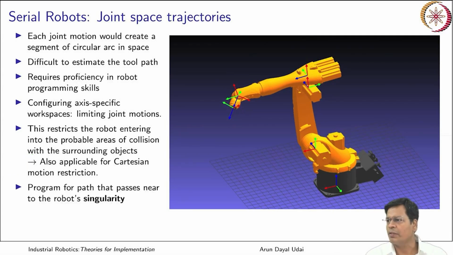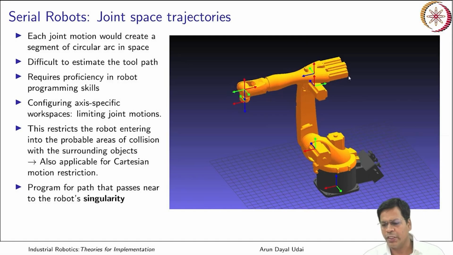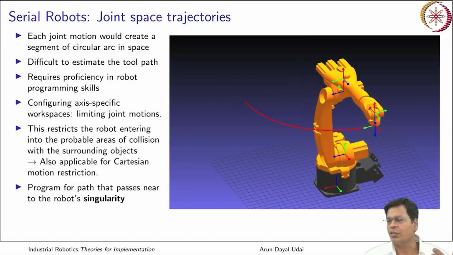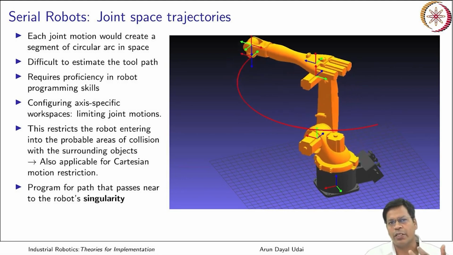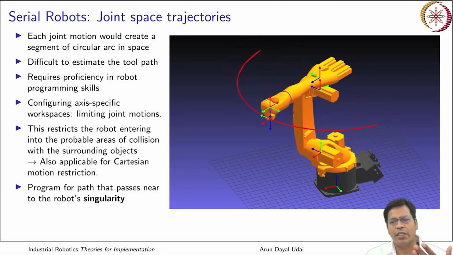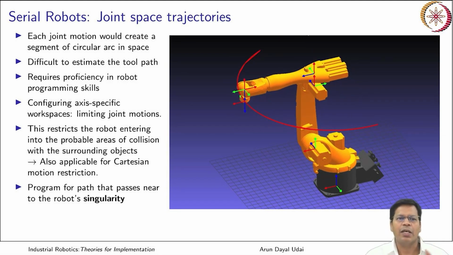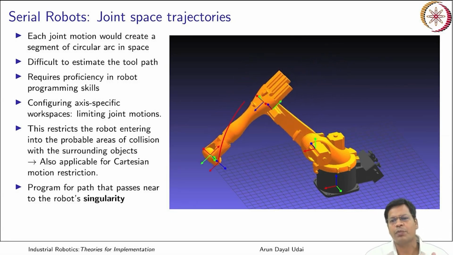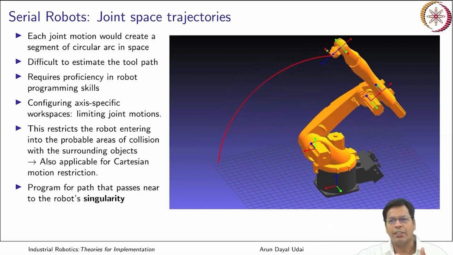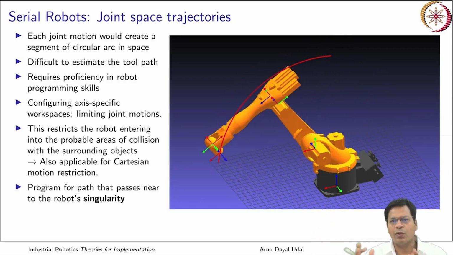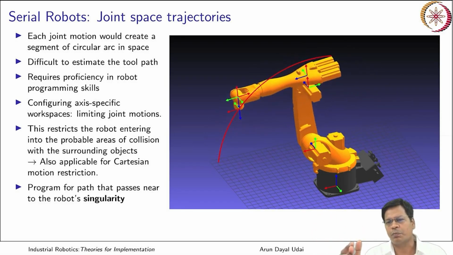Okay, so programming for a path that passes near the robot's singularity. This is very much to be understood first. So I'll show you in kinematics why a robot is singular. Okay, so those are the places where you should avoid the robot going, because that is the place where it is mathematically singular and you don't have a solution to get the joint velocity corresponding to any Cartesian velocity. Okay, so there is no relation that exists, at least in those places.